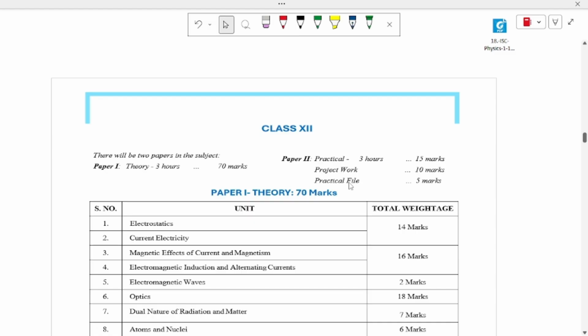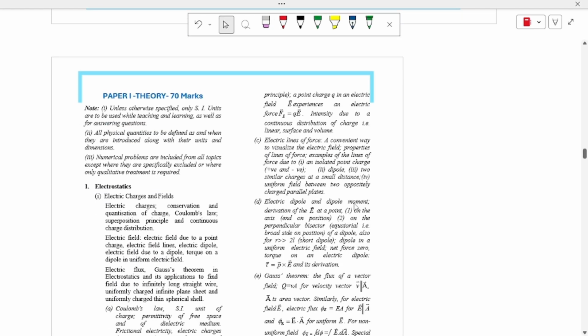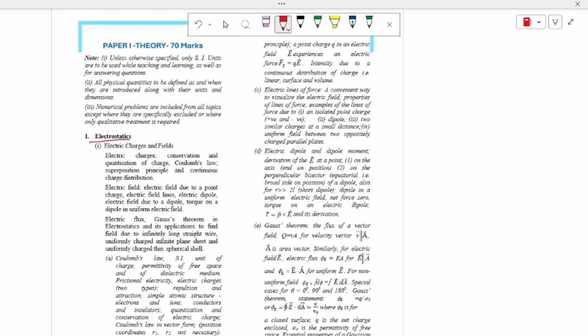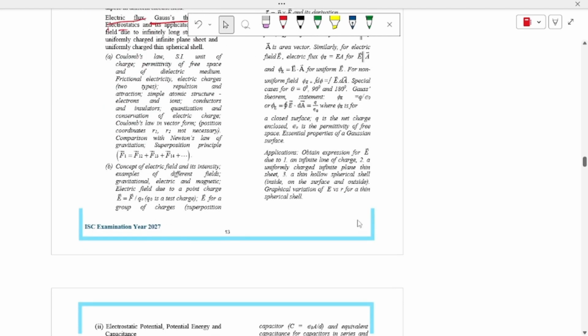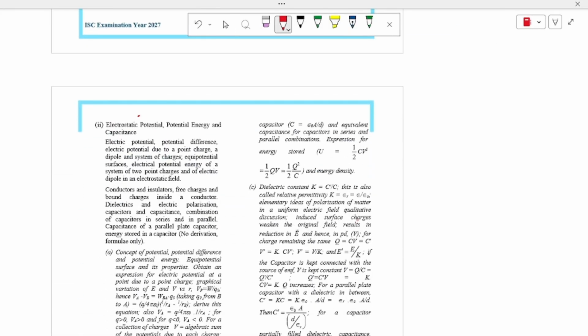So this is the ISC syllabus. Everything is same. A little bit enlarged version is there. We will quickly go through it. So here also we will study electrostatics. We will study electric charges and fields. We will go through Gauss theorem, electric flux, Coulomb's law, superposition principle, continuous charge distribution. Then potential, expression of potential. What is the expression of potential energy? What is the expression of capacitance?